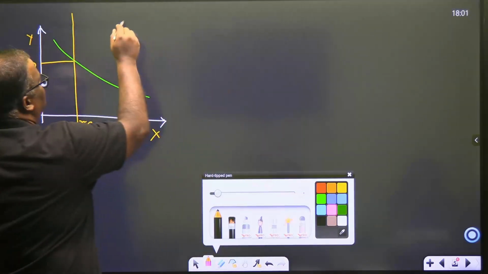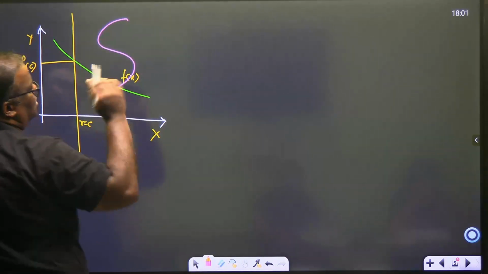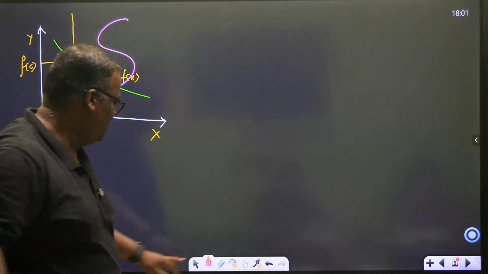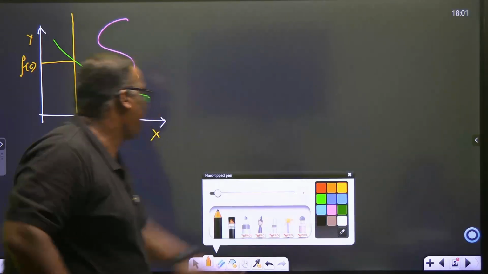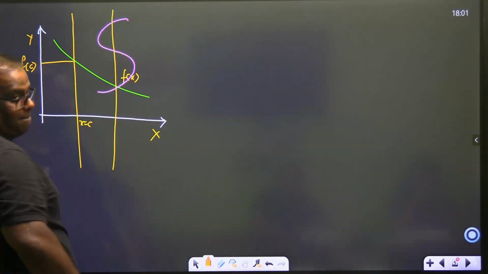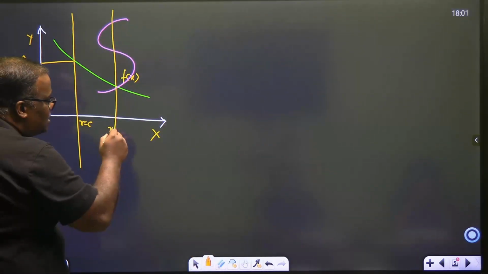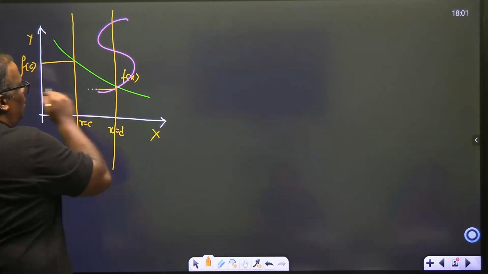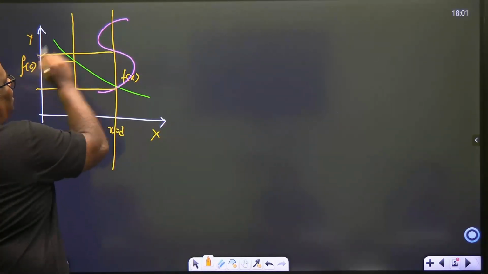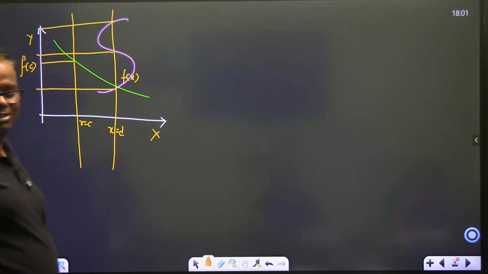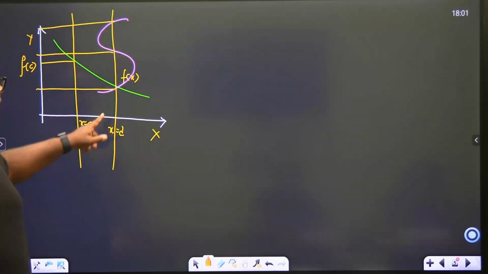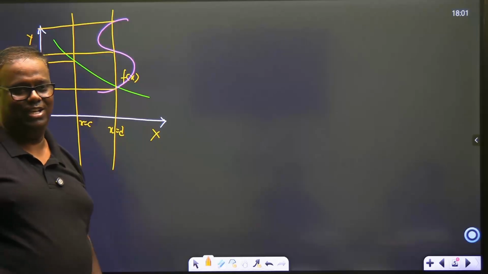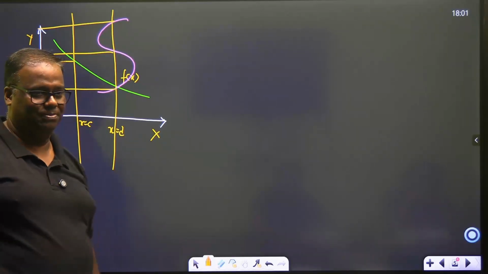Say I have a plot like this. The plot has come like this, and you do your vertical line test. There is some x equal to d for which you have multiple values. Sine 30 cannot give me three values. This is not a function.